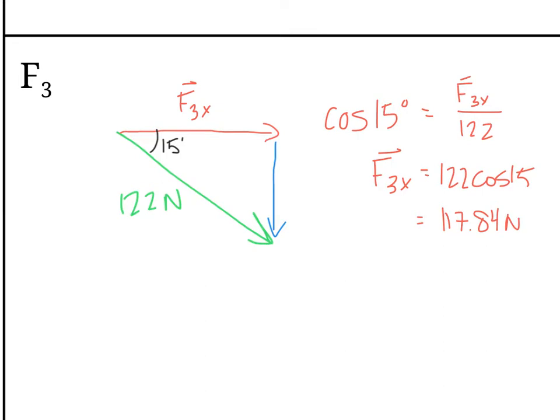So that is our x component there. Our y component, on the other hand, F3y, instead of using cosine, we can just use sine. And in fact, once you get good at this, we can skip this first step where you're setting it up. If you realize it's just the hypotenuse times cos or sine, depending on if it's the x or the y coordinate. So F3y is just going to be 122 sine 15 degrees.